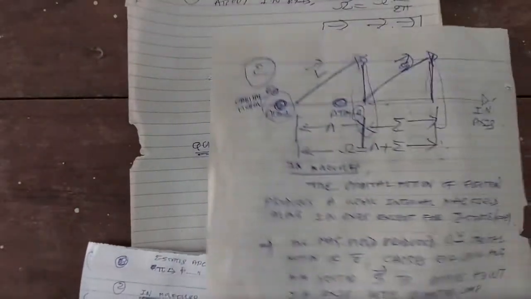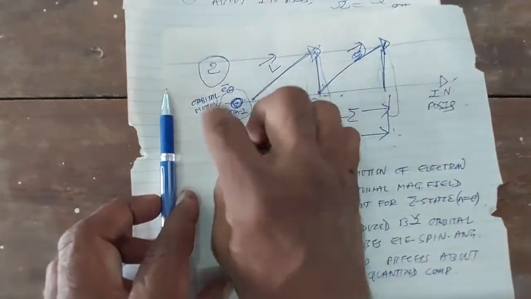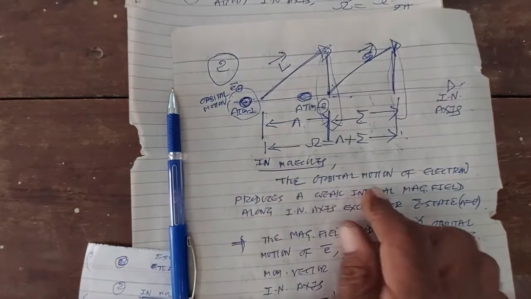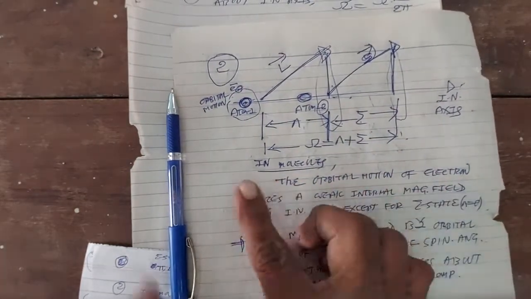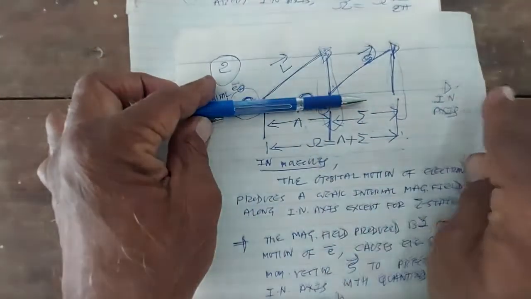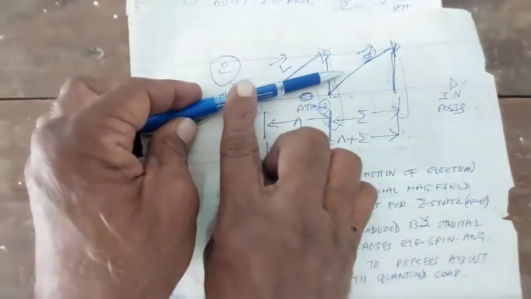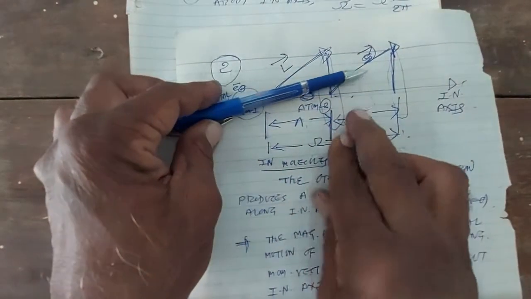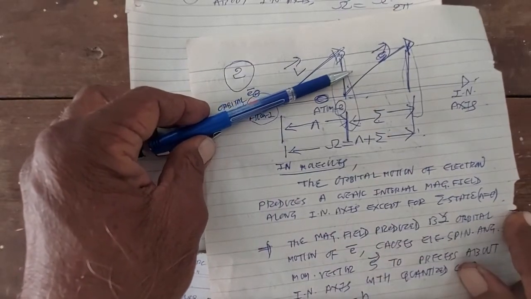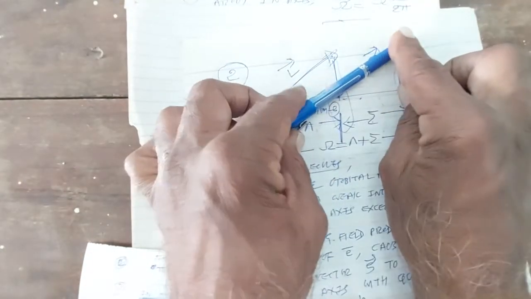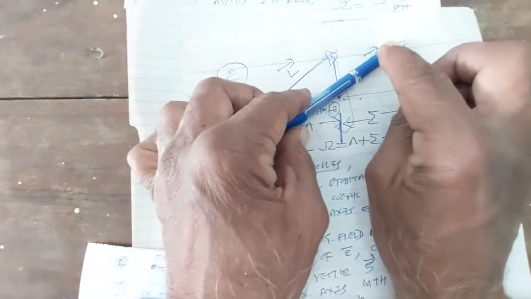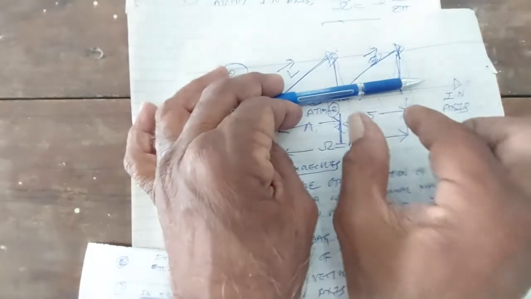Now, due to the orbital motion of the electron, a weak magnetic field is produced along the internuclear axis. Due to that weak magnetic field produced by the orbital motion of the electron, the electronic spin angular momentum vector S is also precessing about the internuclear axis, and the component of spin angular momentum vector S along the internuclear axis is called sigma.